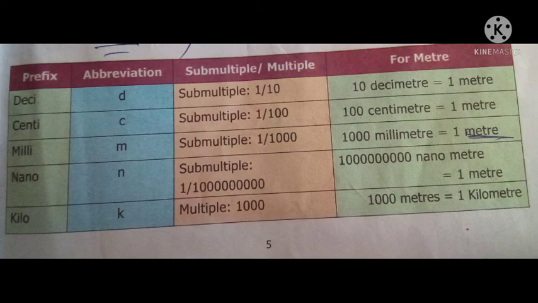1 meter. Then nano, the abbreviation is N, and submultiple is 1 by how many zeros? 1, 2, 3, 4, 5, 6, 7, 8, 9 zeros. So that is 1 and 9 zeros, that is nanometer, is equal to 1 meter. Then kilo, abbreviation is K, and multiple is 1000, and 1000 meter is equal to 1 kilometer. Children, using this multiple and submultiple, let's do the activity.